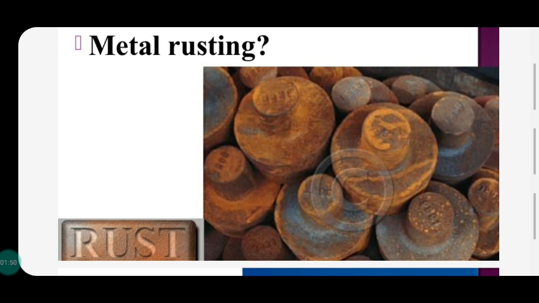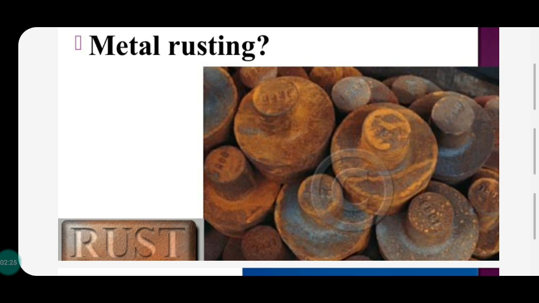Okay. So what is the reaction? If you keep iron nails, iron combines with oxygen in presence of water. In the atmosphere, there are water drops. So, iron plus oxygen in presence of water gives rust. Hydrated ferric oxide is formed. Hydrated ferric oxide is the chemical name of rust.